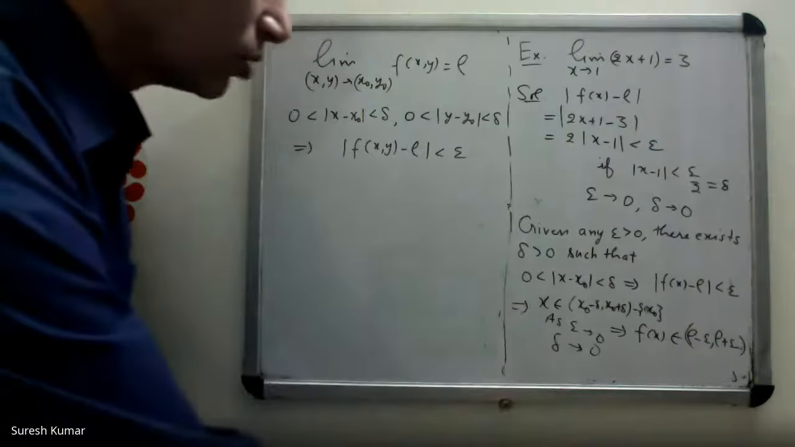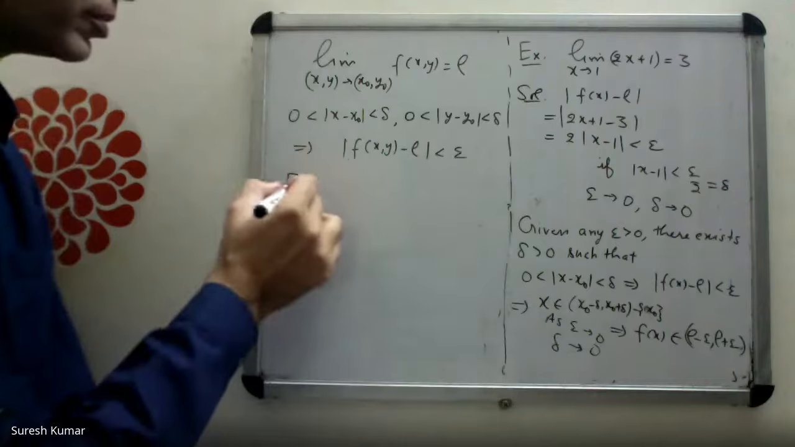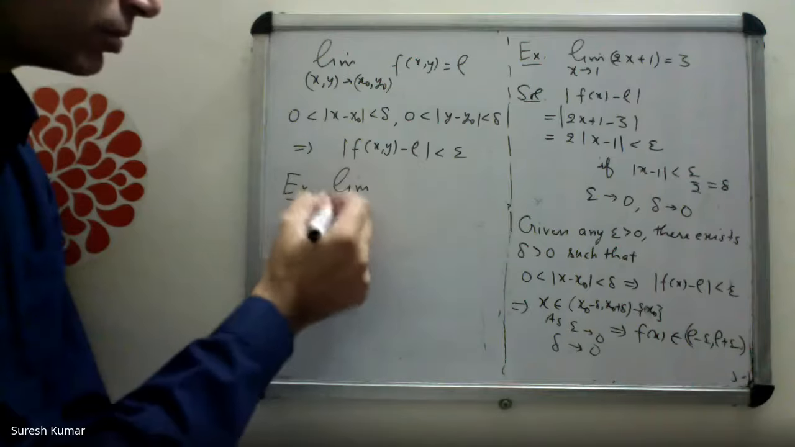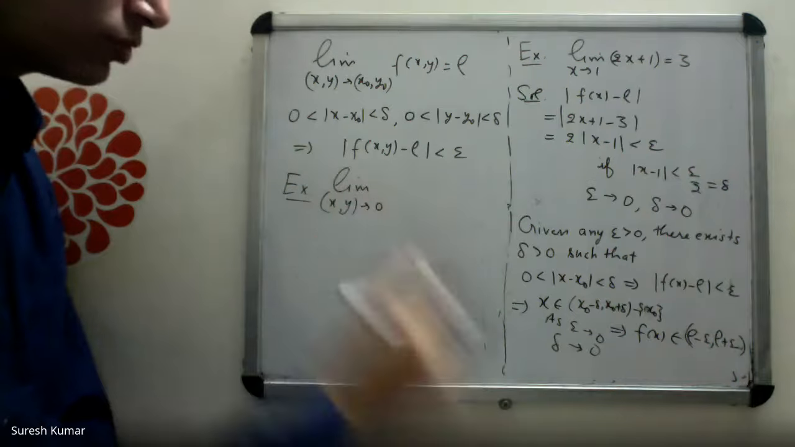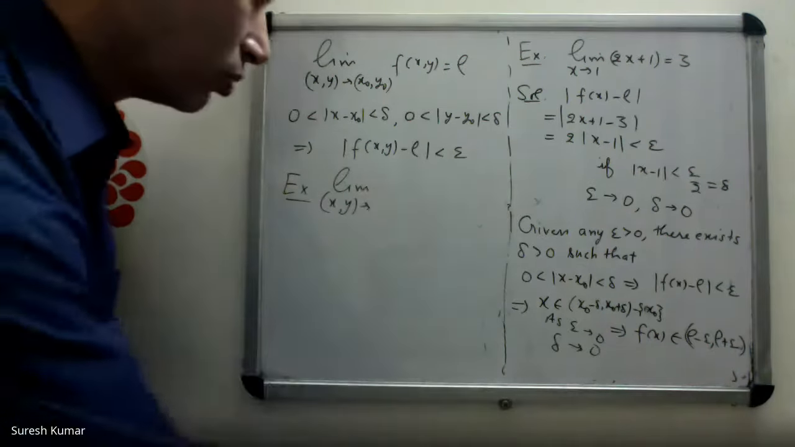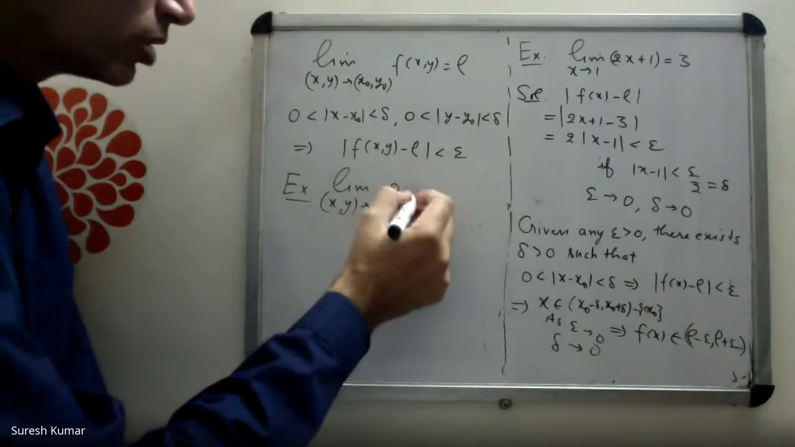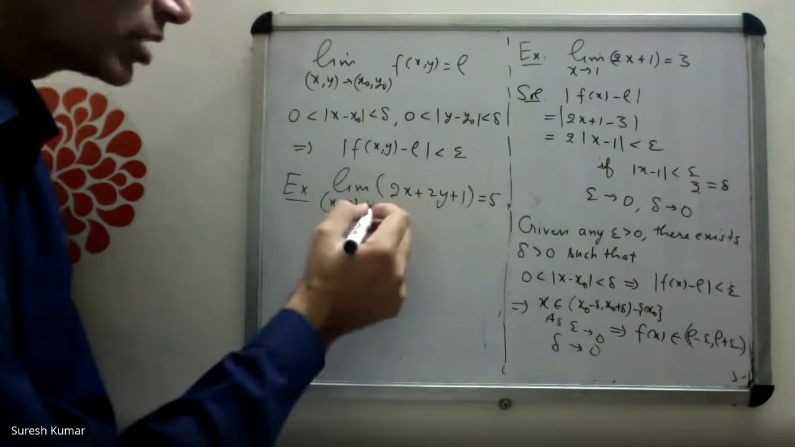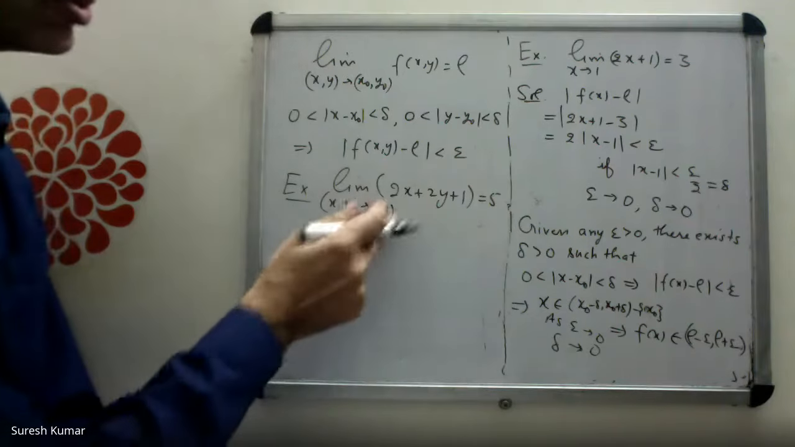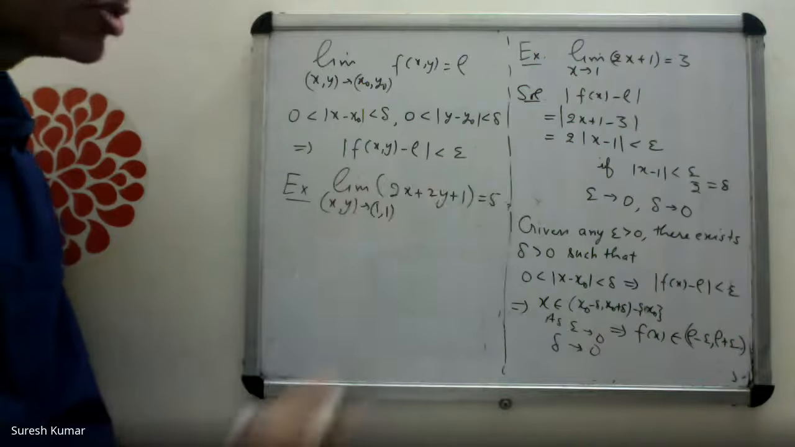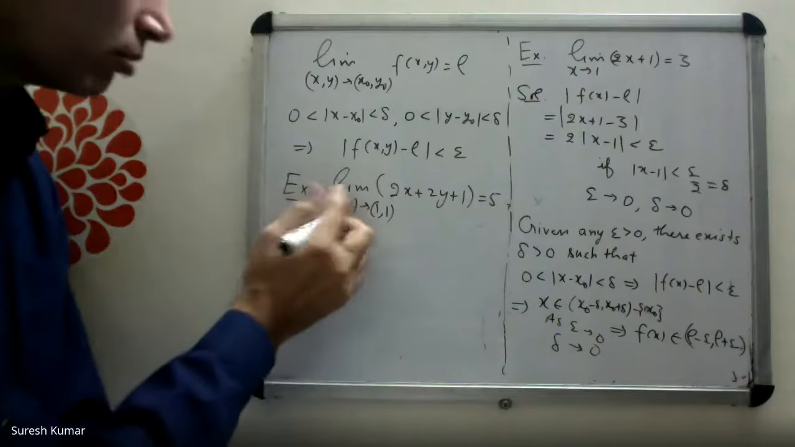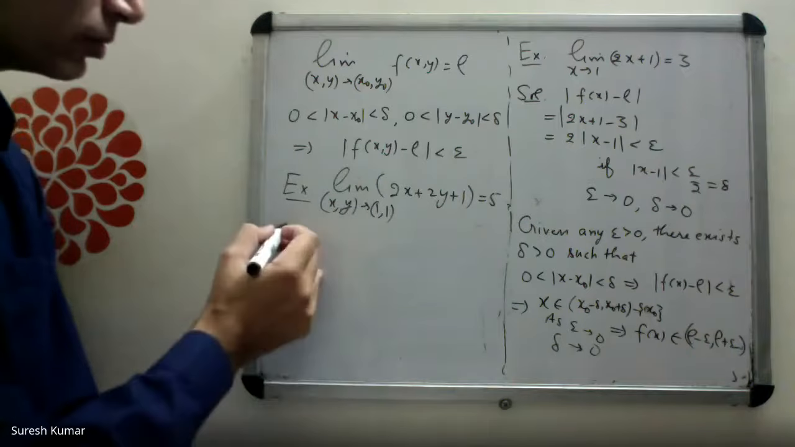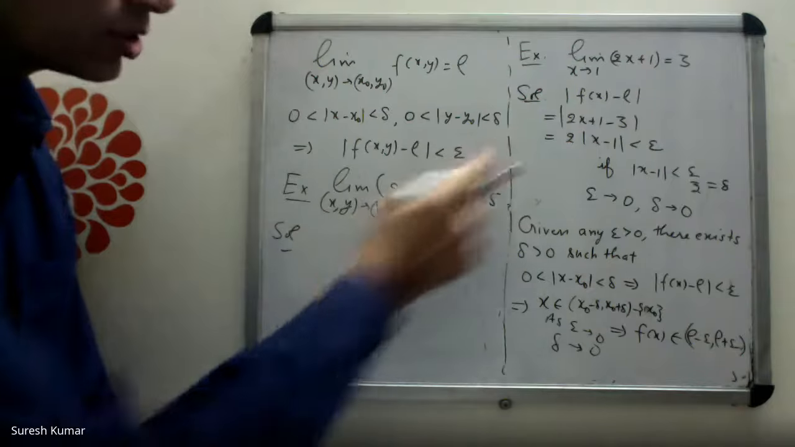To understand how to apply this in a given problem, take a simple example. Prove that the limit of 2x plus 2y plus 1 is 5 as (x,y) goes to (1,1). By direct substitution, it is clear that 2 plus 2 plus 1 is 5. But you have to prove it using the epsilon delta definition.